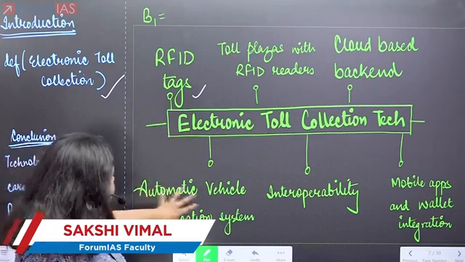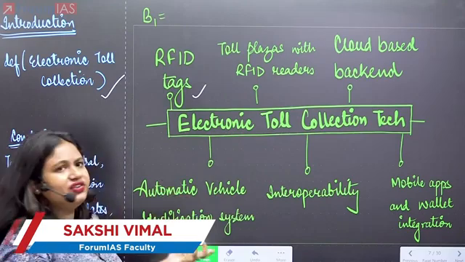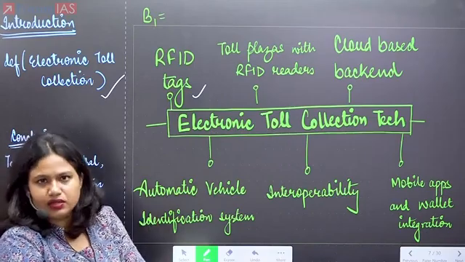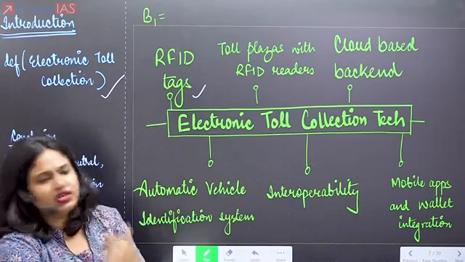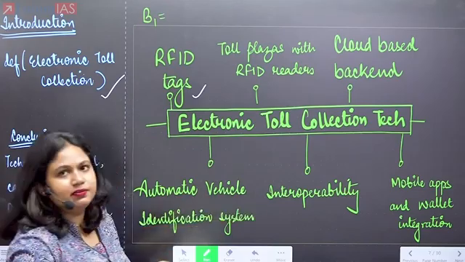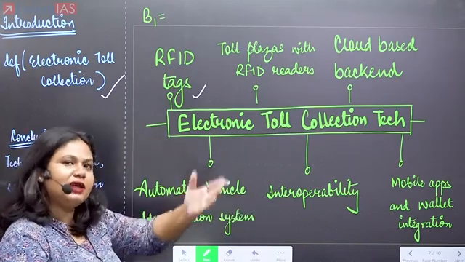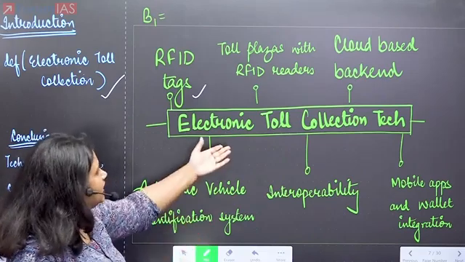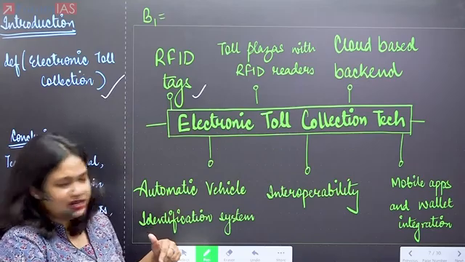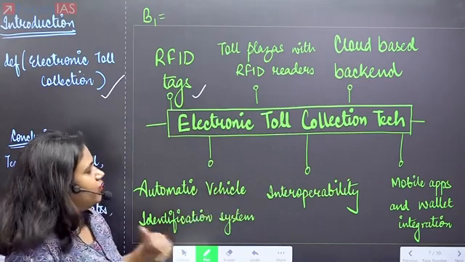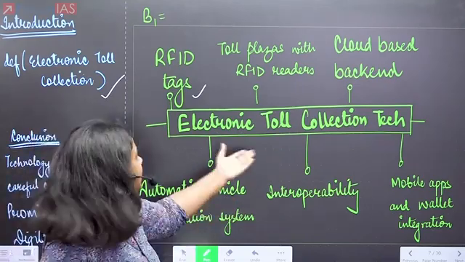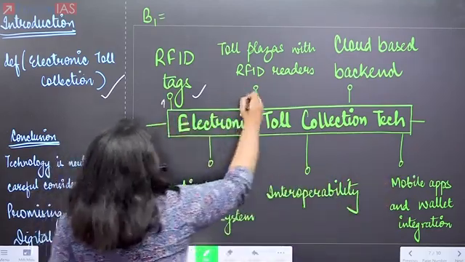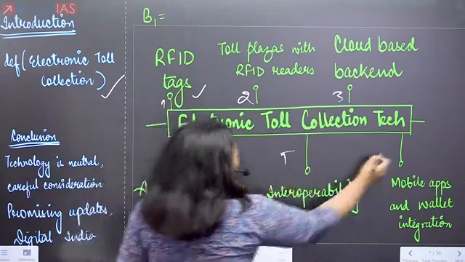Then it has to do with automatic vehicle identification system. Not only do you have to collect the toll, you also have to link it with the vehicle, right? So it is a bank linkage. It is also a vehicle linkage. It has to have interoperability because people will have different bank accounts in different types of cars, and so on and so forth. And toll collection agencies are also going to be multiple, right? Then mobile apps and wallet integration, which is already there. So in India, the electronic toll collection technology includes all of these. So 1, 2, 3, 4, 5, and 6.